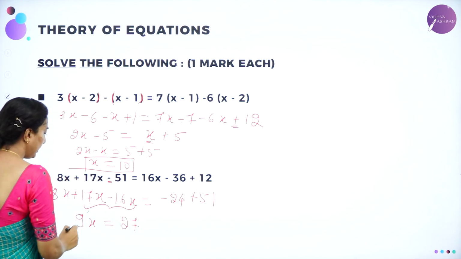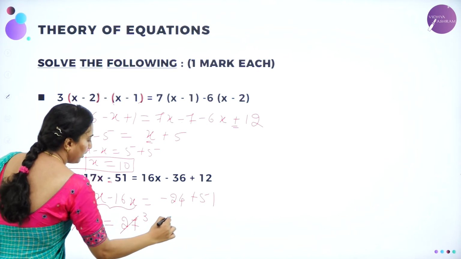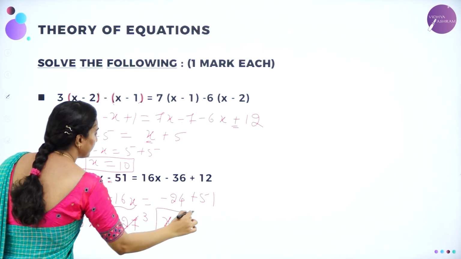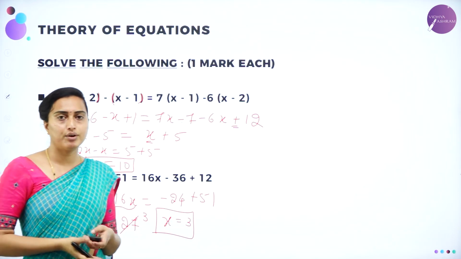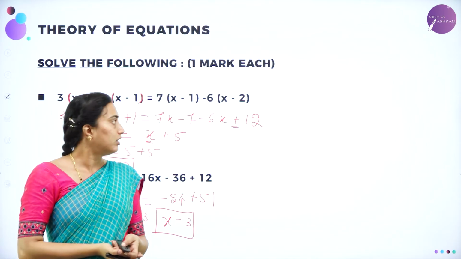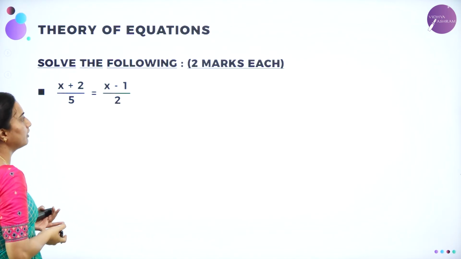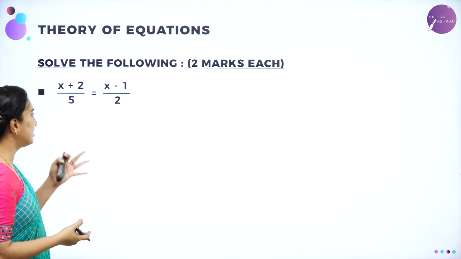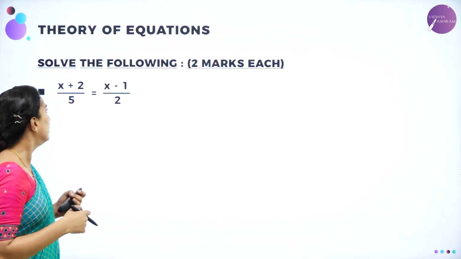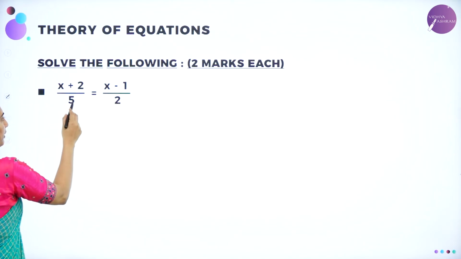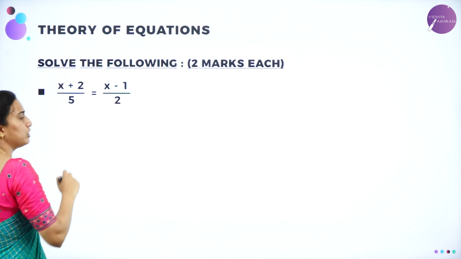Now you can cancel: 9 ones are 9, 9 threes are 27. So x will be equal to 3. That's it, yes. This is how you are going to find out the values. Now we'll move on to the next one, solving the following, 2 marks each. This is one variable equation. Here you have (x plus 2) divided by 5 equal to (x minus 1) divided by 2.